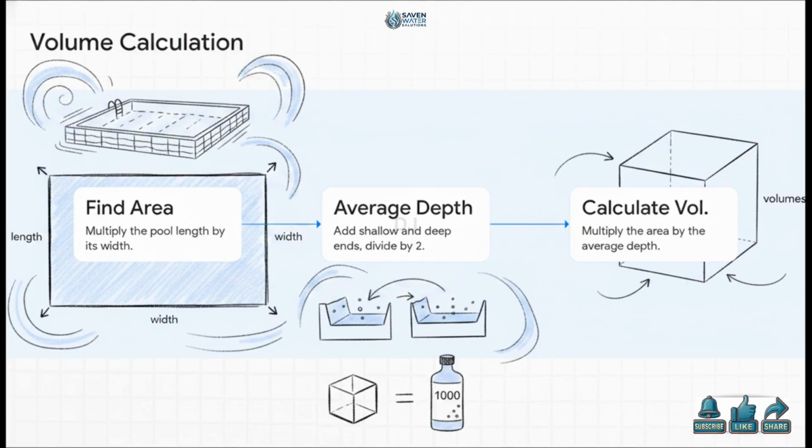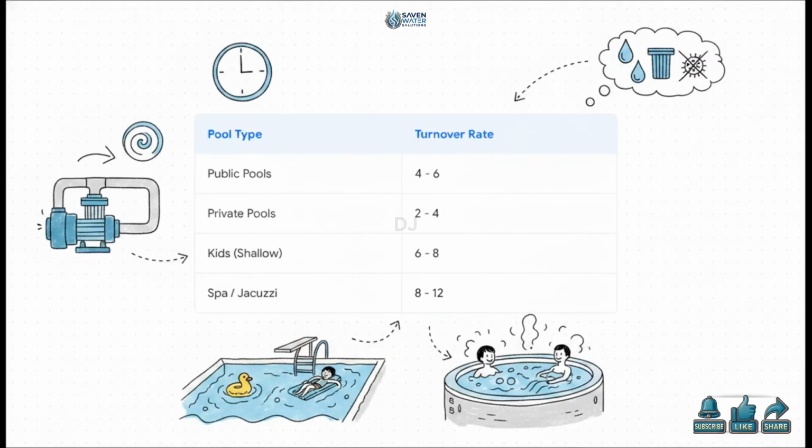Super easy to remember. Now that you have the volume, you need to know how hard your system actually has to work. The blueprints introduce a pretty fascinating metric for this, called the turnover rate. Basically, this number tells you how many times your entire total water volume needs to be completely filtered every single 24 hours. For a standard private residential pool, you're only looking at a turnover rate of 2 to 4 times a day. Not too bad, right?